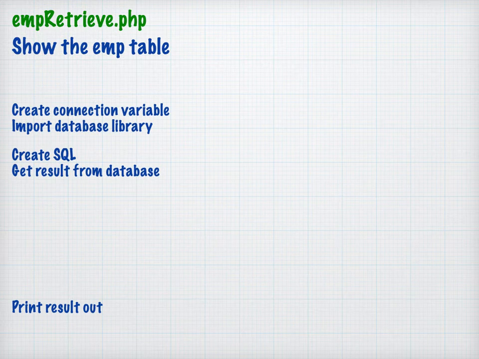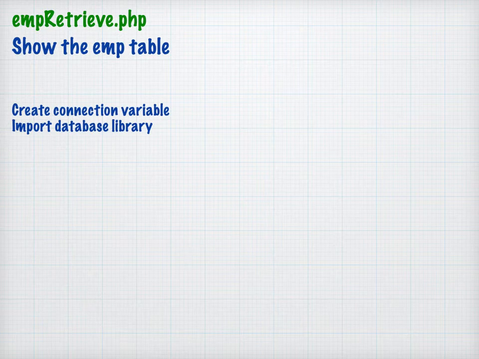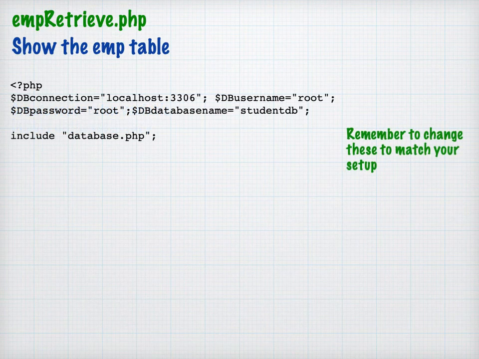First thing we'll do is create a connection from the web server to the database. And we'll have those connection variables that we've used before, and we'll import our database library. Then we'll put our SQL statement together. We'll send it off to the database and get the results back, and then we print the results out. That's the sequence. So let's just go through those. Create the connection variable and import the database library. Well, we've seen this before.